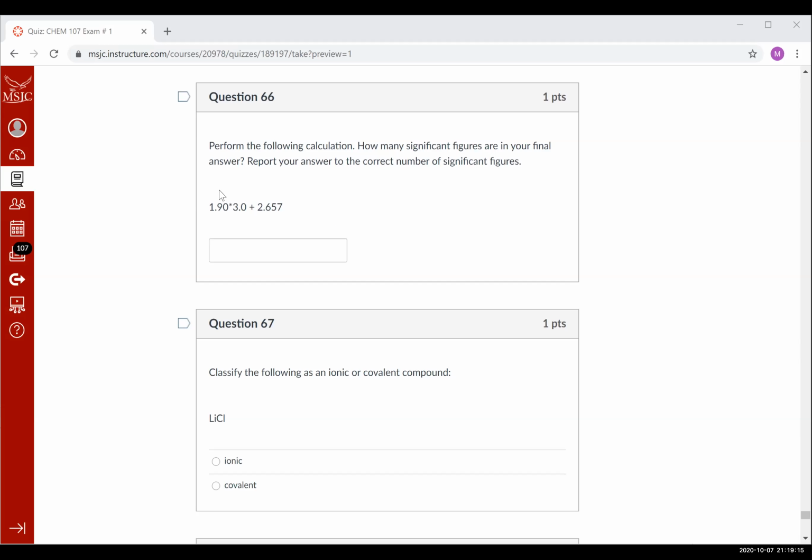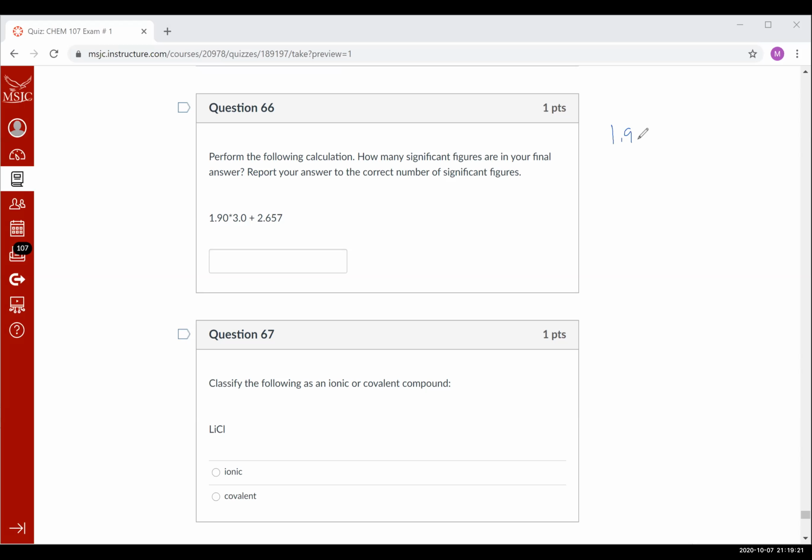So in the next case, we're dealing with another sequential operation. This time we're doing multiplication first. So we have 1.90 times 3.0, and that in turn gives us 5.7. Then we add 5.7 with 2.657, and we retain 1 decimal place. That gives us 8.357 that we round to 8.4. Does this make sense to everyone? Any questions?